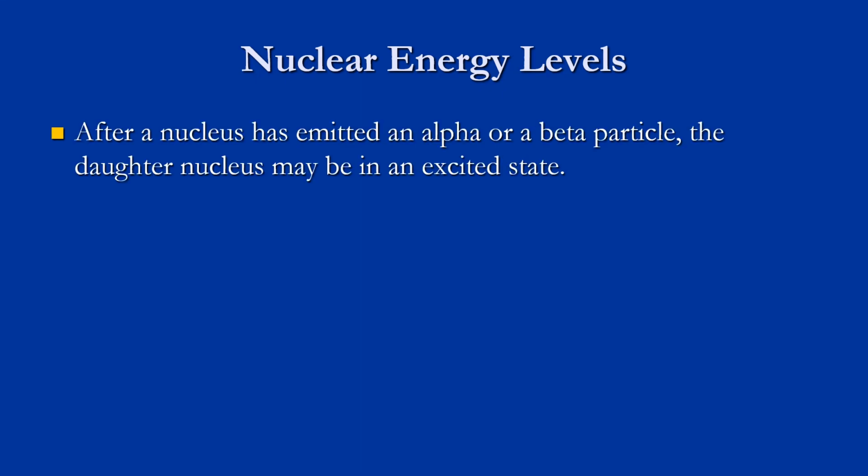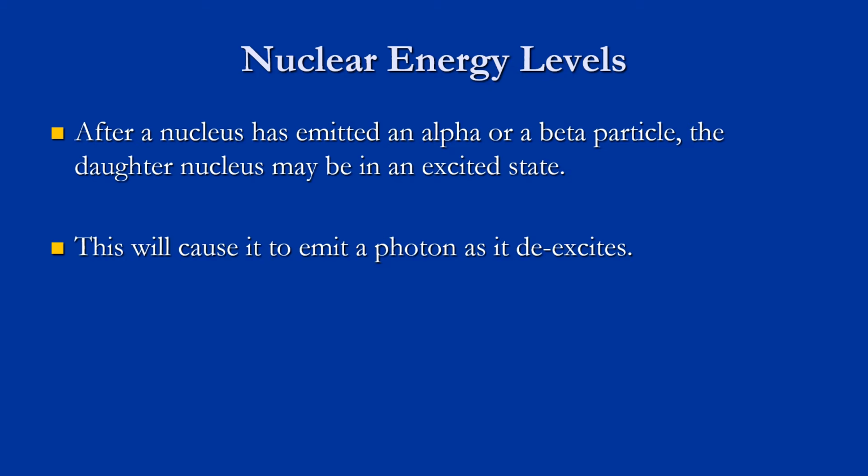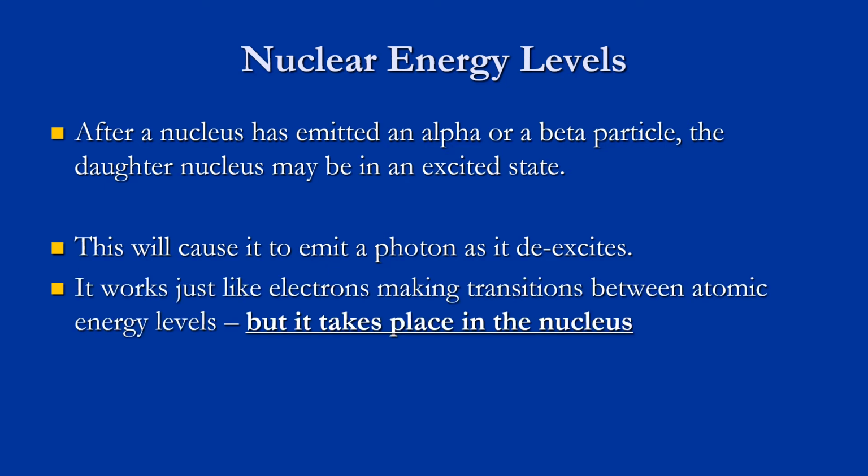So when we have these nuclear decays emitting an alpha or beta particle, the daughter nucleus that's present may be in an excited state, and when it de-excites, it can emit a photon. So a common question will be to calculate the photon wavelength, and the calculation works exactly the same as electrons making transitions between atomic energy levels, but this is just taking place in the nucleus. So we can use the exact same problem solving process that we've looked at in year 12.